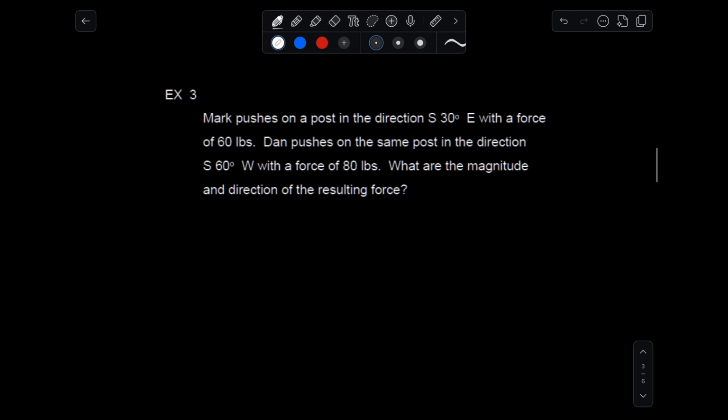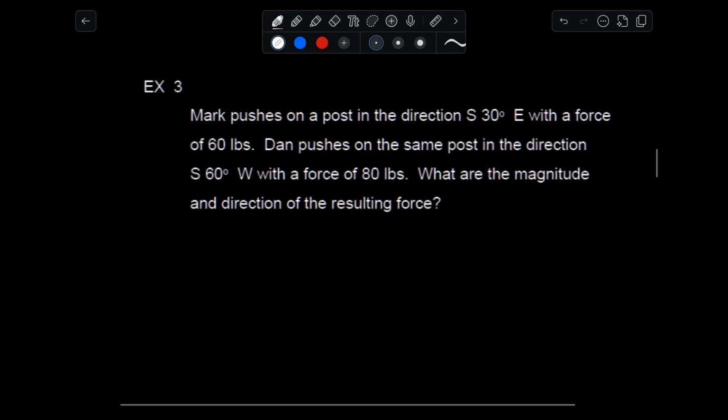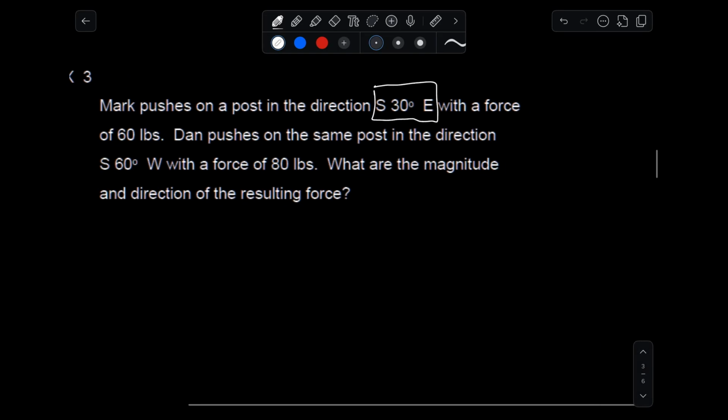Mark pushes on a post in the direction south 30 degrees east with a force of 60 pounds. Dan pushes on the same post in the direction south 60 degrees west with a force of 80 pounds. What are the magnitude and direction of the resultant force? Okay, so a couple of things we have to learn with these types of problems is understanding what the heck does south 30 degrees east mean, right?